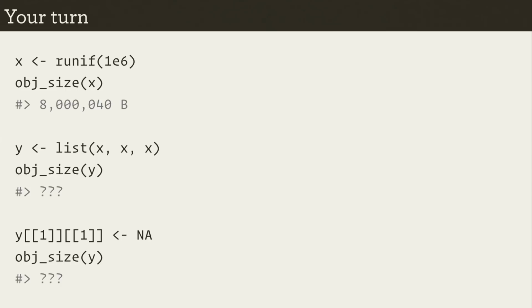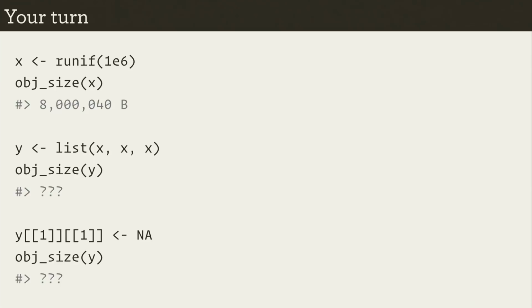So I want you to run this R code in your head. I've run the first line. I've created a vector with a million random uniforms, and I've found out its size, which is about 8 megabytes. So what I want you to do now is run the rest of the code in your head and see what it outputs. And then talk it over with your neighbor, see if you get the same answer or not. So you've got 1 minute to run this code, starting now.